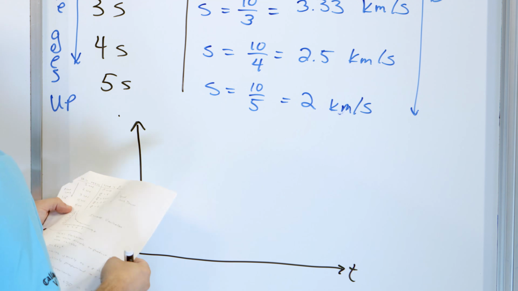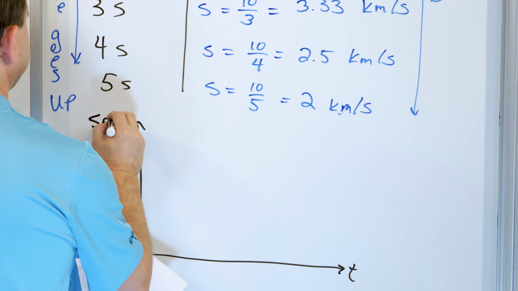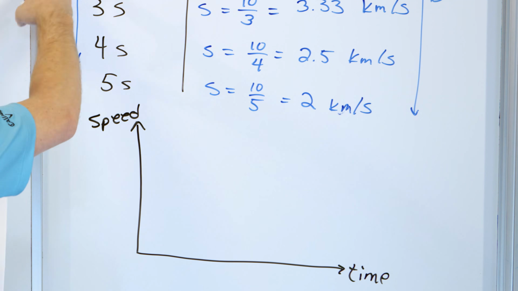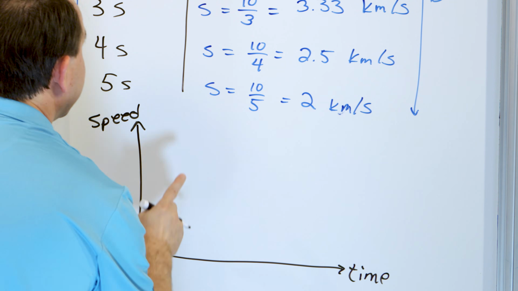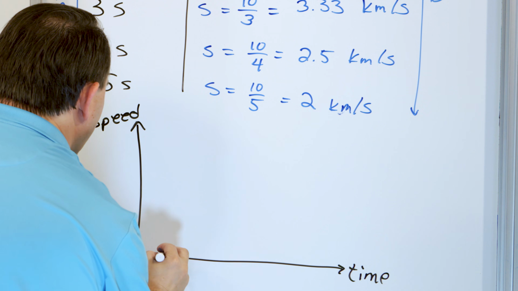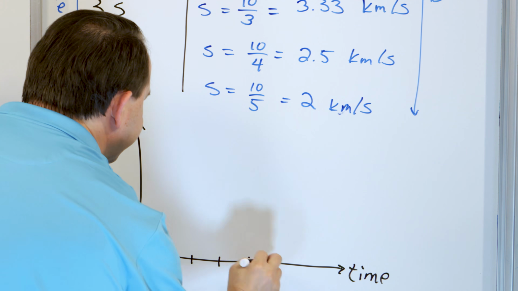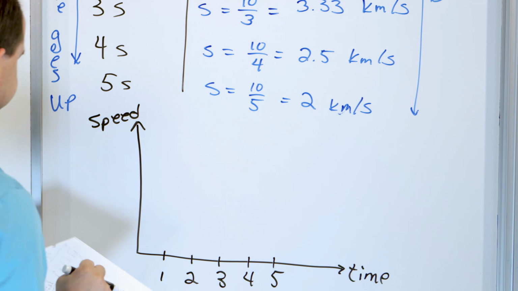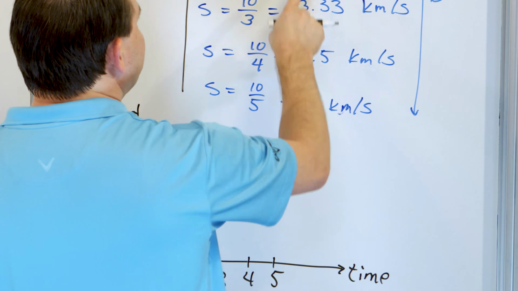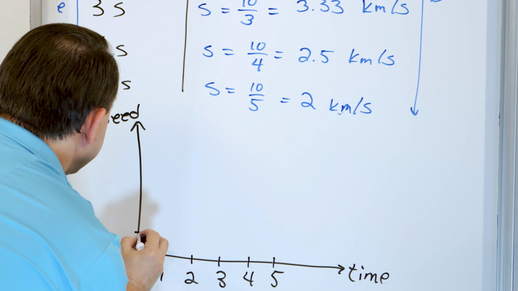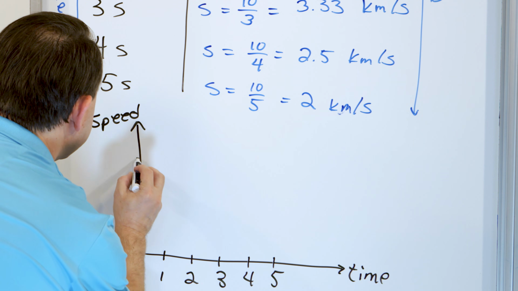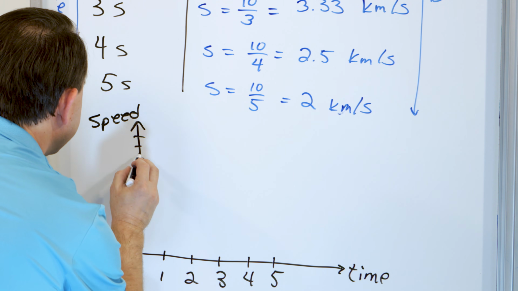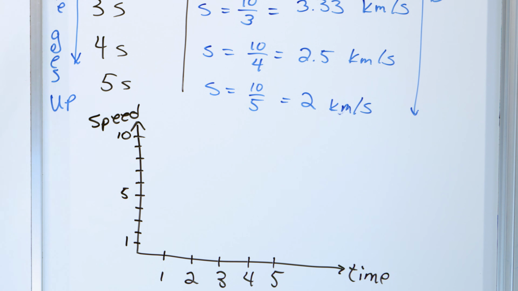So I'm plotting the speed, and this is the time. All right, so now we need some tick marks. Notice I went from 1 to 5 seconds. So I'll say 1 second, 2 seconds, 3 seconds, 4 seconds, 5 seconds. And my speed went from 2 to 10, so I'll do 1, 2, 3, 4, 5, 6, 7, 8, 9, 10. Okay, so now I have enough information.